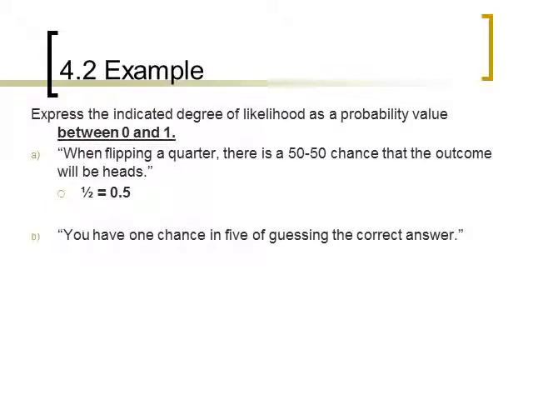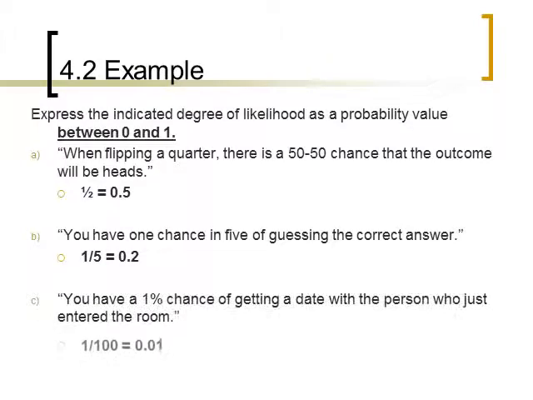Or you have 1 chance in 5 of guessing the correct answer. So 1 out of 5, we divide 1 by 5 and we get 0.2, and that's the correct probability. And then finally, you have a 1% chance of getting a date with the person who just entered the room.